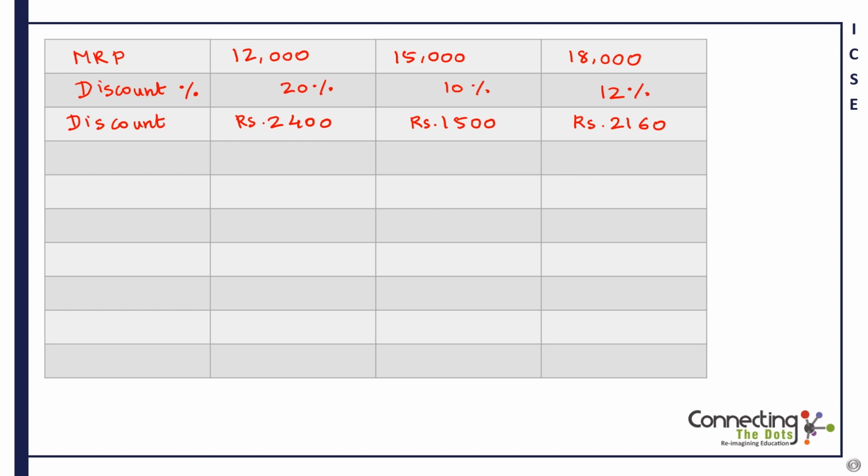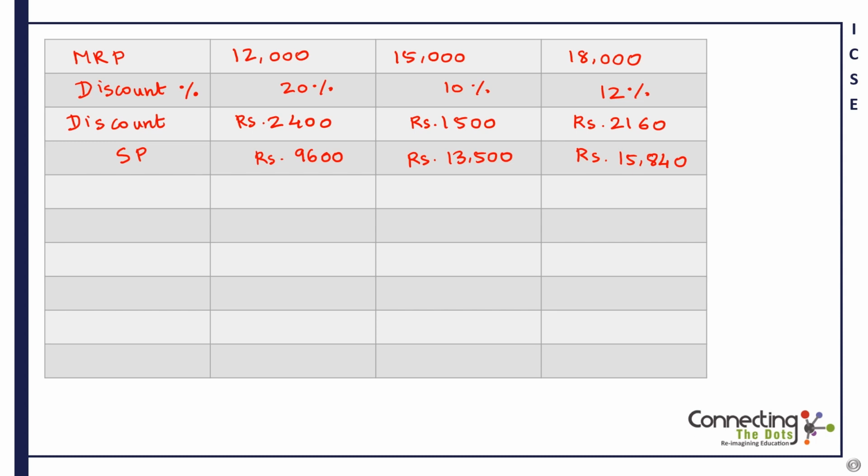From this we can calculate the selling price, which is the marked price minus the discount amount. So we get rupees 9600 for the first machine, 13,500 for the second machine, and 15,840 for the last machine. So now that we have the selling price of each machine, we can calculate the GST.